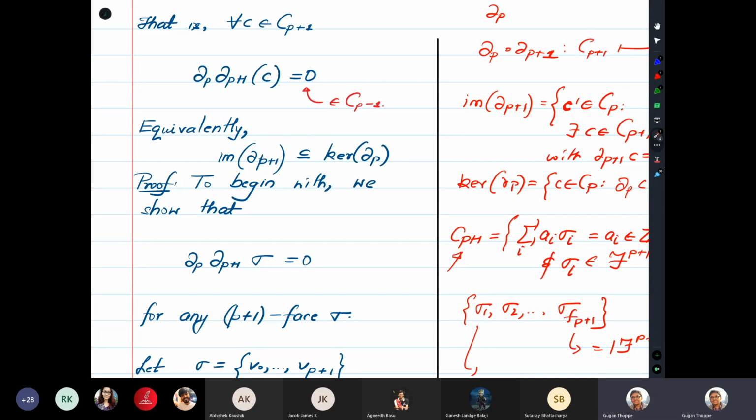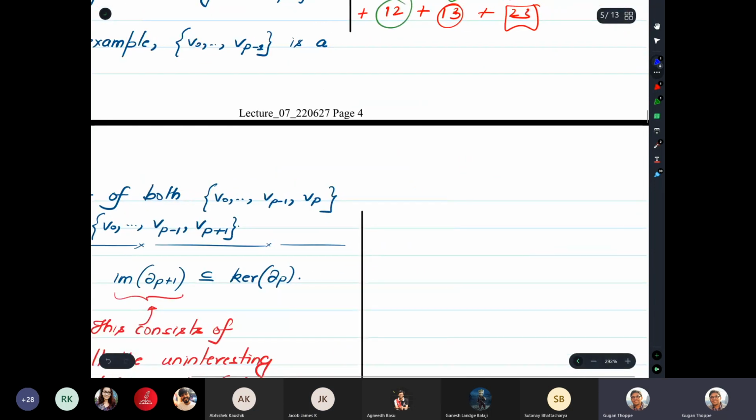Why do you think the proof is done? Yes, Jacob? Every c can be represented as some combination of the basis elements. Very good. So if I take an arbitrary c, it can be expressed as some linear combination. Okay, let's just think about it. What you are saying is that let's take an arbitrary c. This can be interpreted as summation a_i times sigma_i. Then, since ∂_{p+1} is linear and ∂_p is linear, what about the composition of linear operators? Is it also linear?